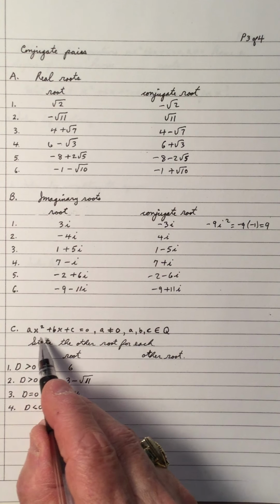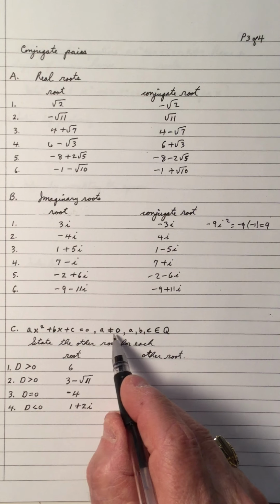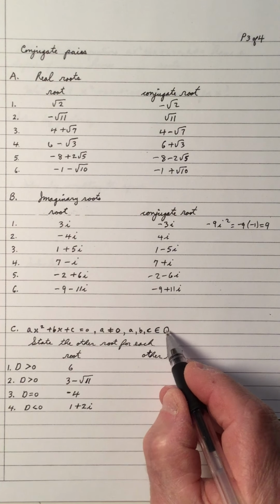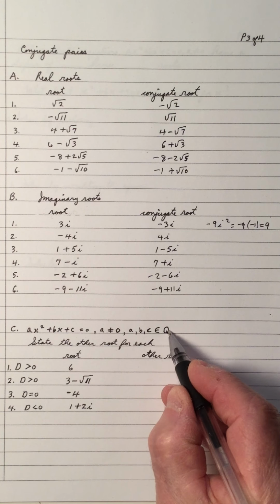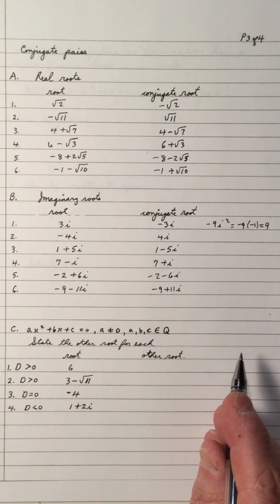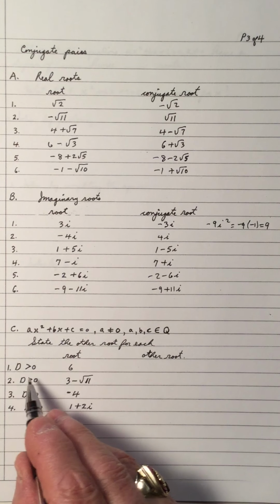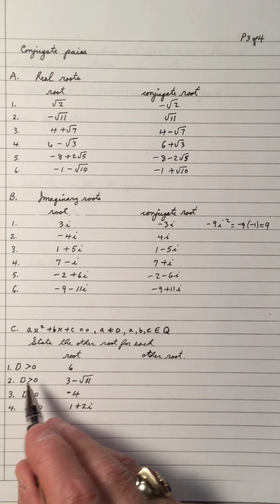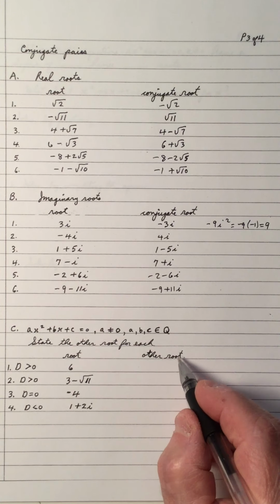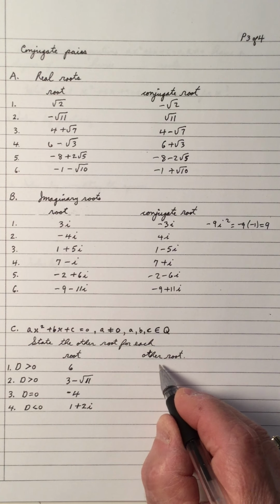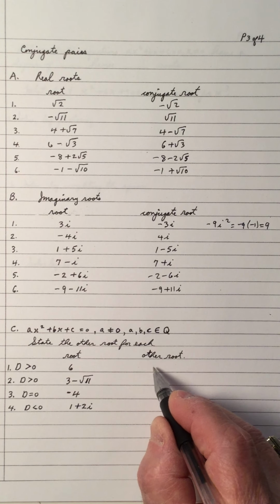ax squared plus bx plus c equals 0. A is not 0, and a, b, and c belong to Q, which means rational numbers. State the other roots of each. So we're going to have rational numbers for the roots. If D is greater than 0, if you have a root of 6, then you can have any other real number, but you cannot have 0. 0 is not going to work.